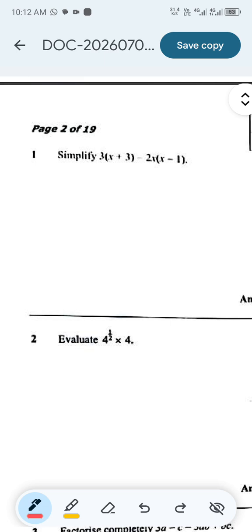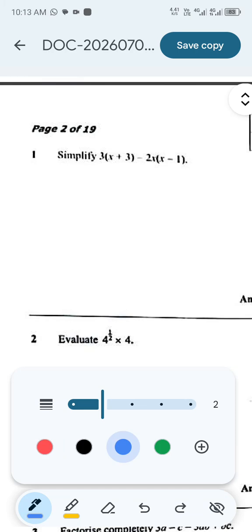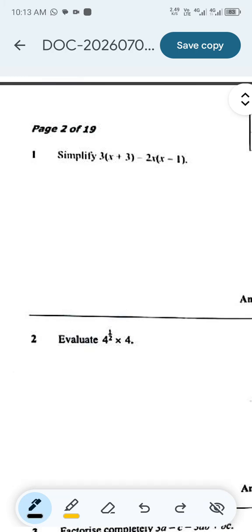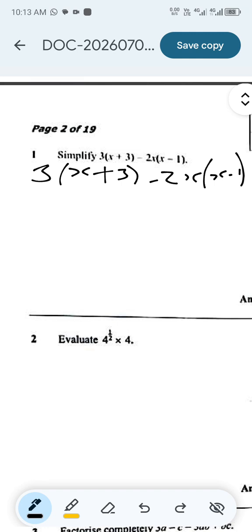So now, before we can simplify our work, we first need to work out with what has been provided. So we have 3x + 3 - 2x(x - 1). First of all, we need to expand. How are we going to expand this? We multiply 3 throughout the bracket, and then we multiply 2 throughout the bracket. Mind you, this is negative 2.